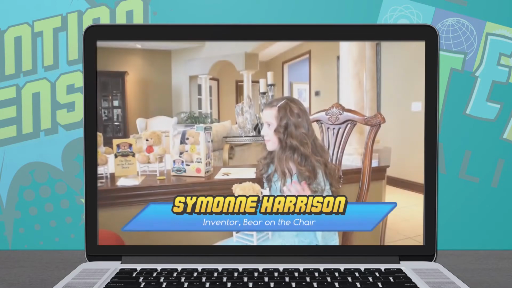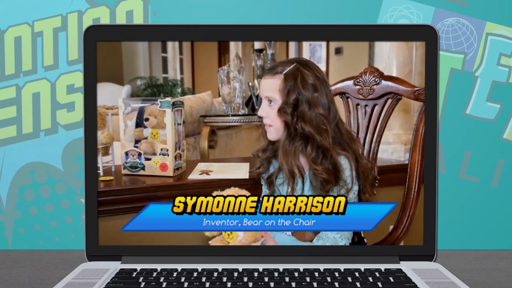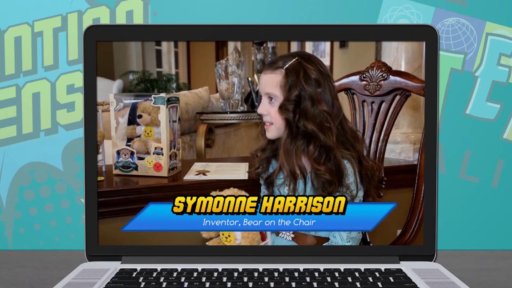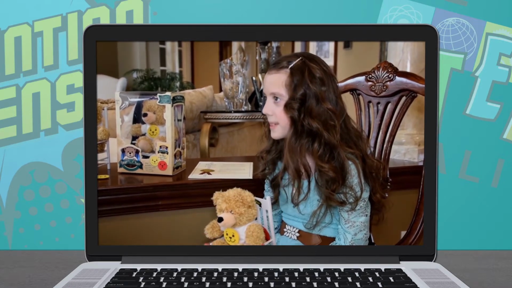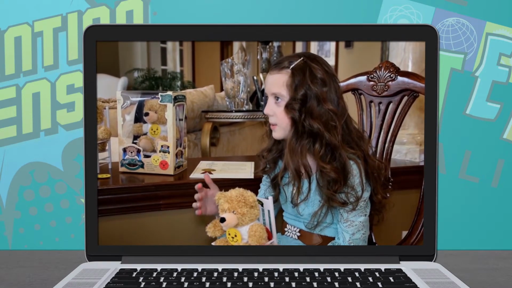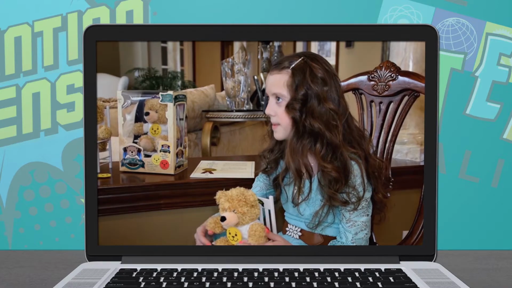I had an image in my head of what I wanted it to look like, so we just went to the store, bought some teddy bears, some chairs, and put them together. Or like, oh, this is too big for little kids, it's going to be too heavy.